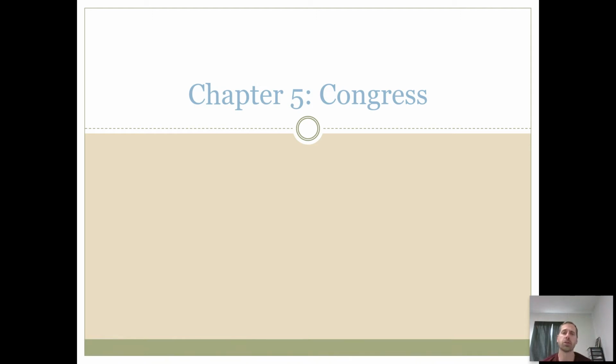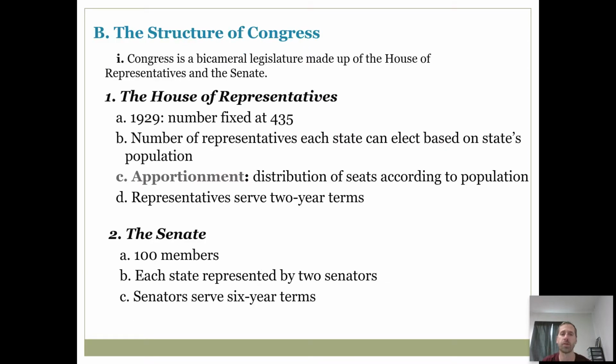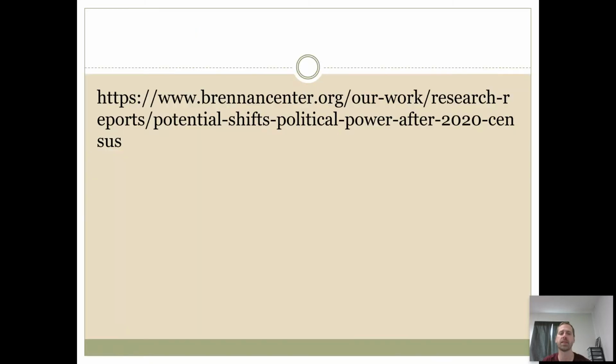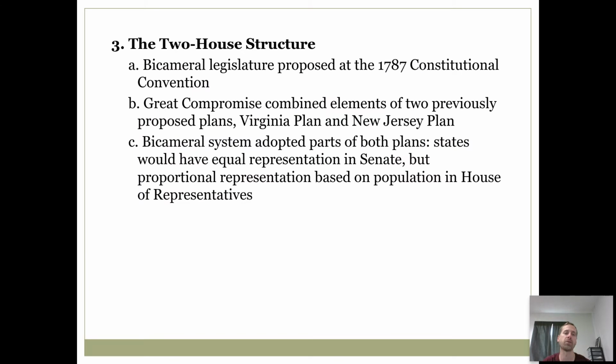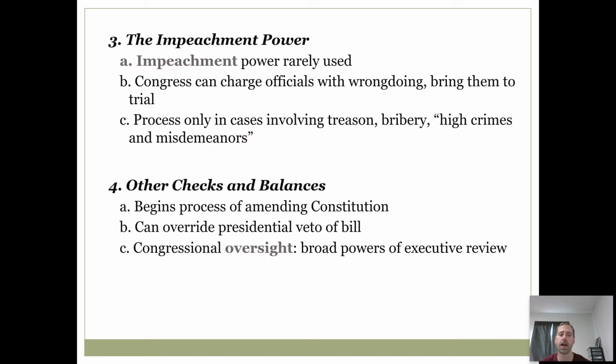Hey guys, what we're going to do is look at section 2 of chapter 5. Chapter 5 is all about Congress. If you remember from section 1, we talked about a general overview, the structure of Congress, how it's bicameral, how many people are in the House, how many people are in the Senate, how it's based on population in the House, like I said, bicameral legislature. Then we talked about checks and balances, what can Congress do to the other two branches.